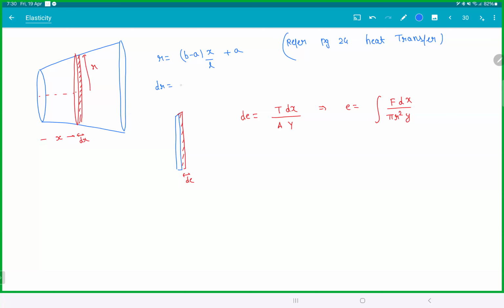We have dr is equal to dx into (b minus a) by l. Same integration we did there. Substitute that thing here. F by pi Y integral, dx becomes L into dr by (b minus a), by r square. The limits of r will go from a to b. Solve this, you end up with FL by pi a b Y.